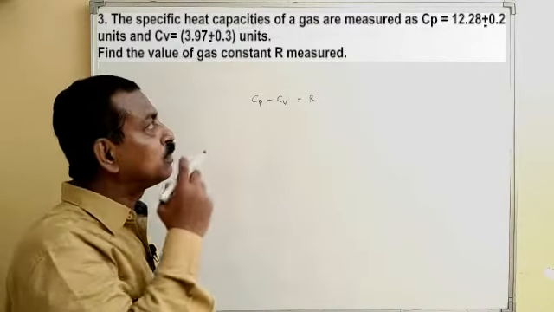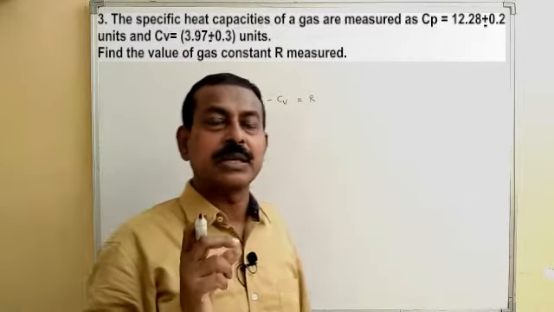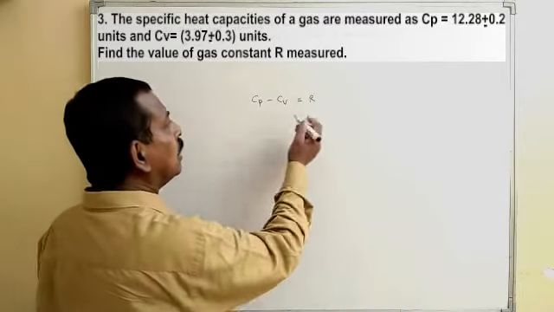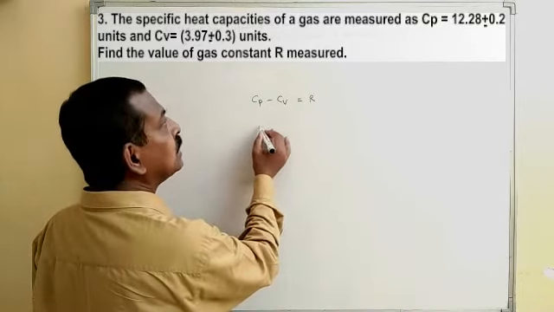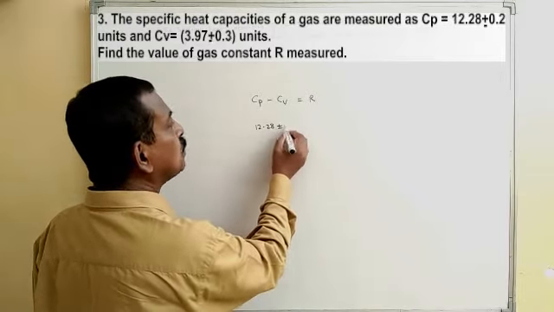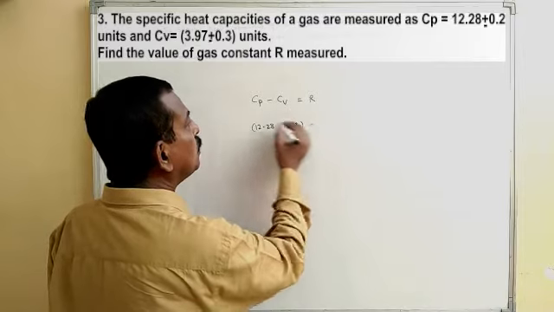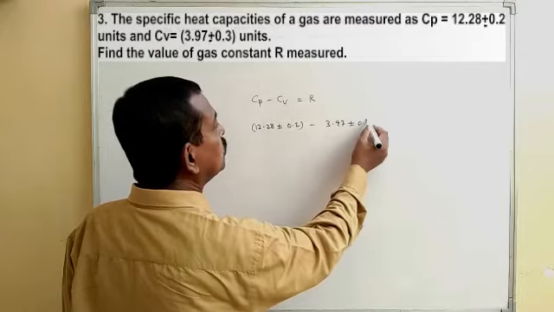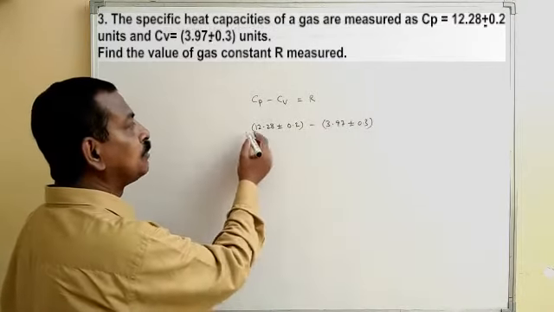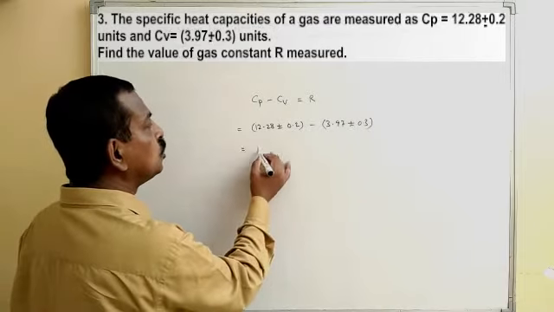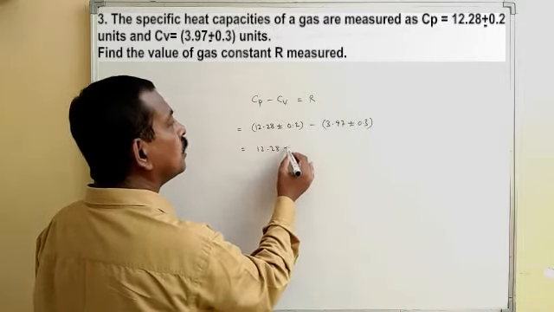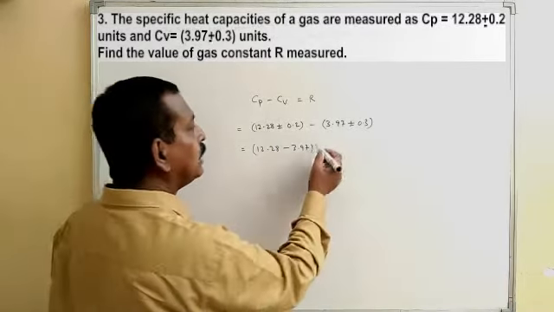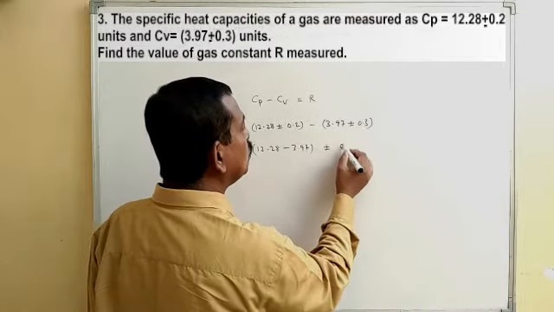In fact, this particular question is based on calculation of error in case of difference. So we'll be taking this one again. If you consider R, then it is your 12.28 plus minus 0.2 for Cp, and for Cv it is 3.97 plus minus 0.3. This will give you the value of R here. So this is your 12.28 minus 3.97. Cp and Cv will subtract, and here for errors it will be added.